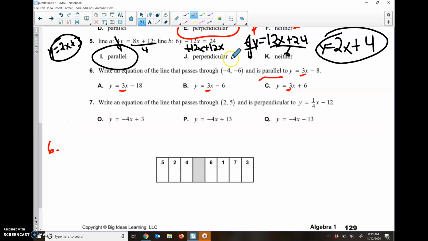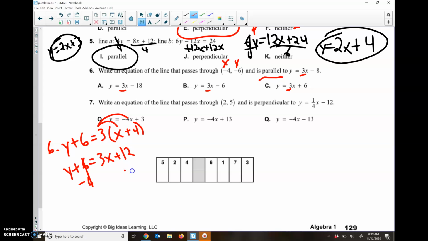So they give me my x and my y. So I'm going to do point slope form. So y plus 6 equals 3 times (x plus 4). We got to do some math. Remember, 2 steps, we got to distribute. So I got 3x plus 12. Minus 6 from each side. So y equals 3x, 12 minus 6 is 6. So it is 3x plus 6. So letter C.